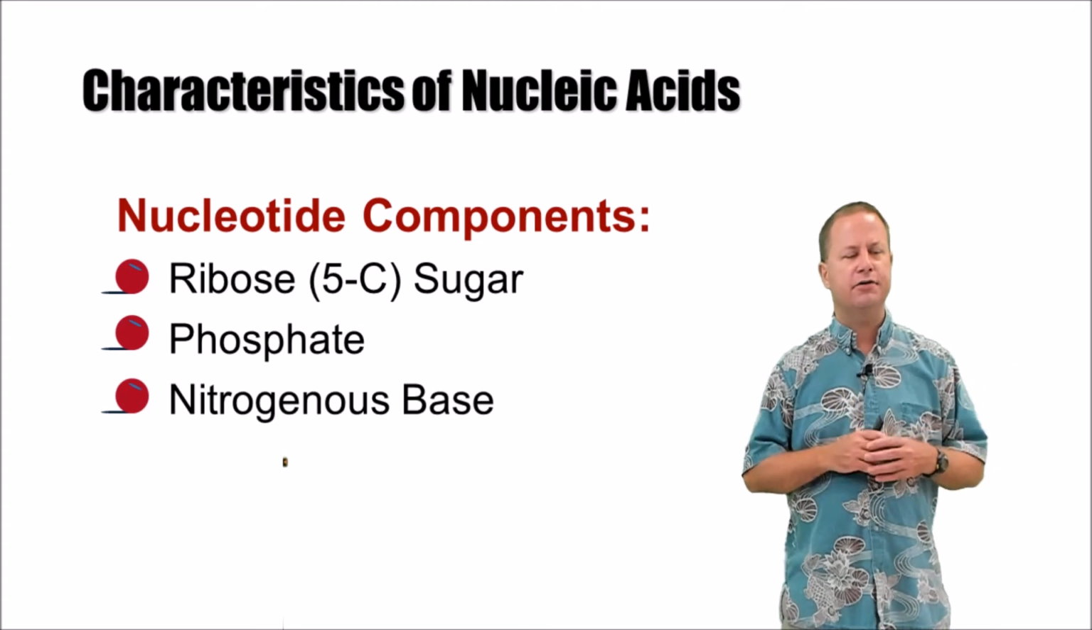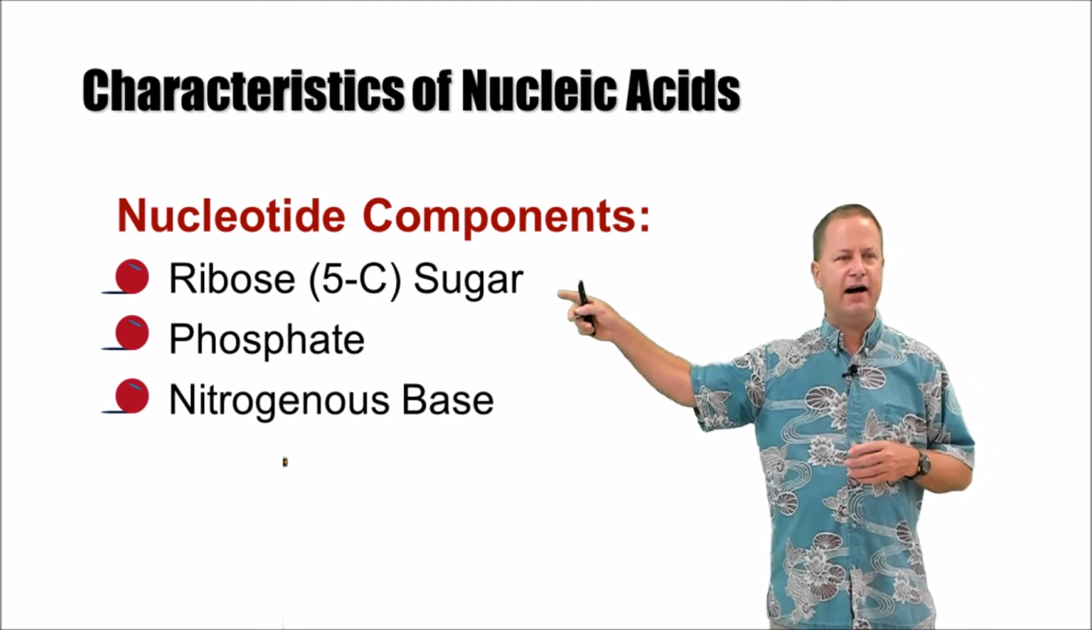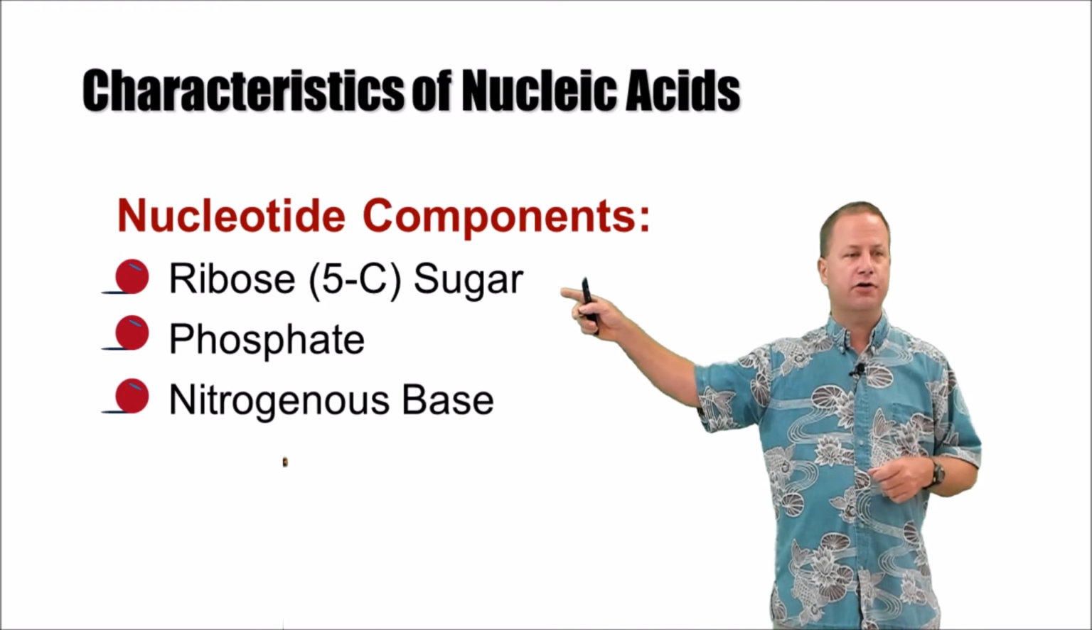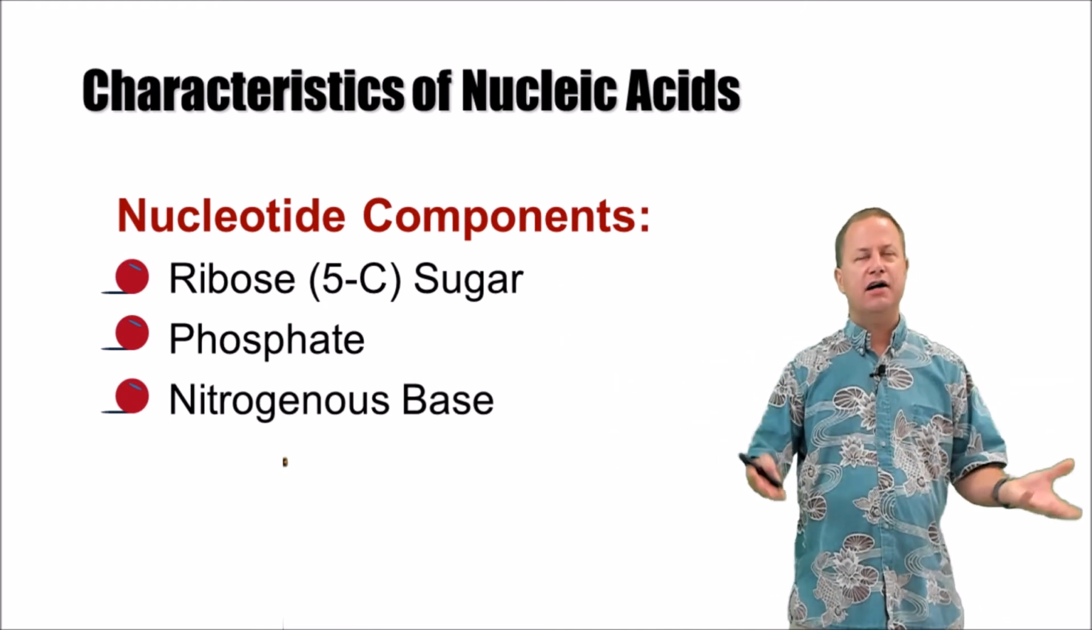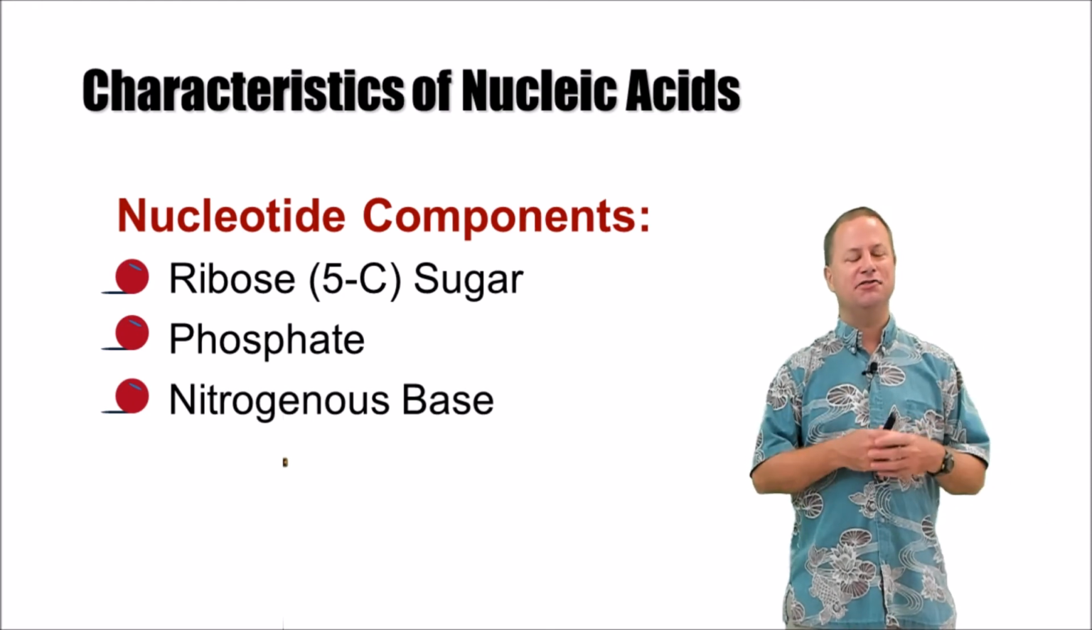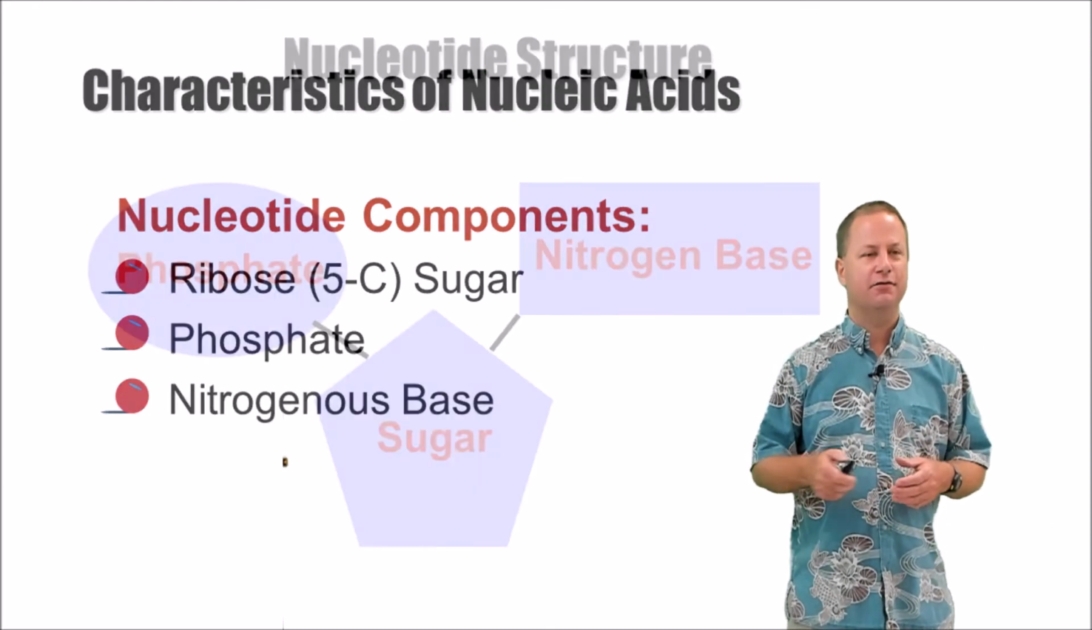Okay, so what are the characteristics of nucleic acids? Well, first of all, we have a 5-carbon sugar, called a ribose sugar. We have a phosphate group, and we have a nitrogenous base. Nitrogenous here just means it contains nitrogen. That's what you have to watch out for.